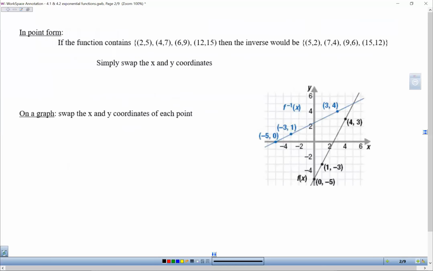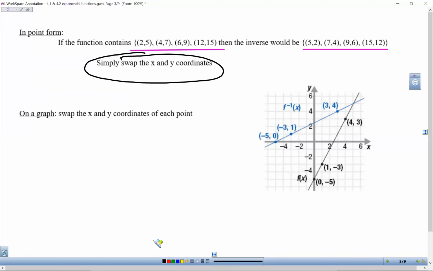Okay, the second way is when they give you actual points, not in function form, but in point form. So notice here are your points. We have 2, 5, 4, 7, 6, 9, 12, 15, and over here are our inverse points. We have just switched the x and y coordinates. So again, simply just swap x and y coordinates.